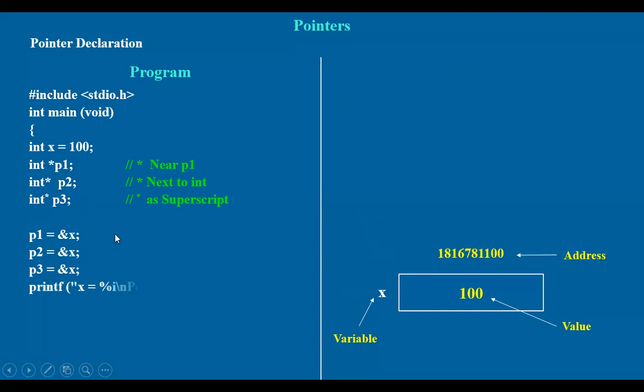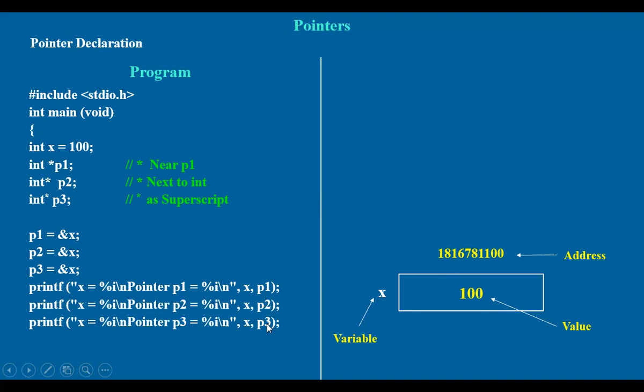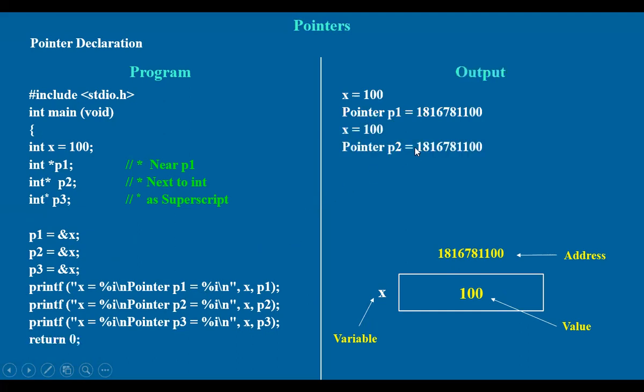Let's display them. So here is the address of this variable x, and here let's display p1, p2, p3. What will be the output? Let's see. So if you see the output here, the x is the same, of course. p1, p2, p3, the address is the same. So whether in defining the pointer you take the star nearer or away or as a superscript, it is not affecting your declaration, the values of the pointer.